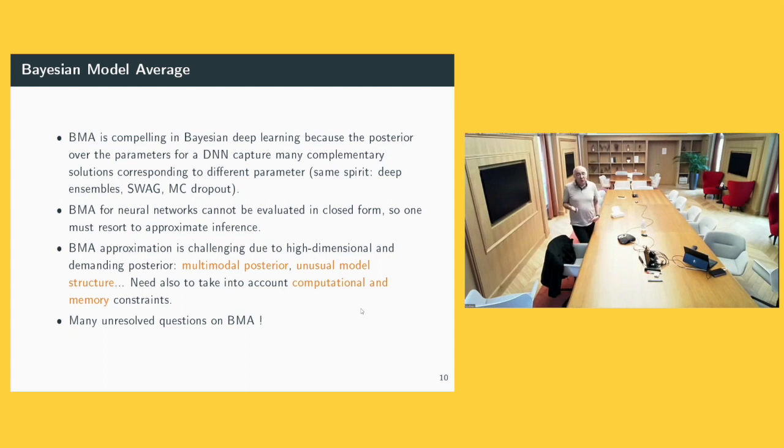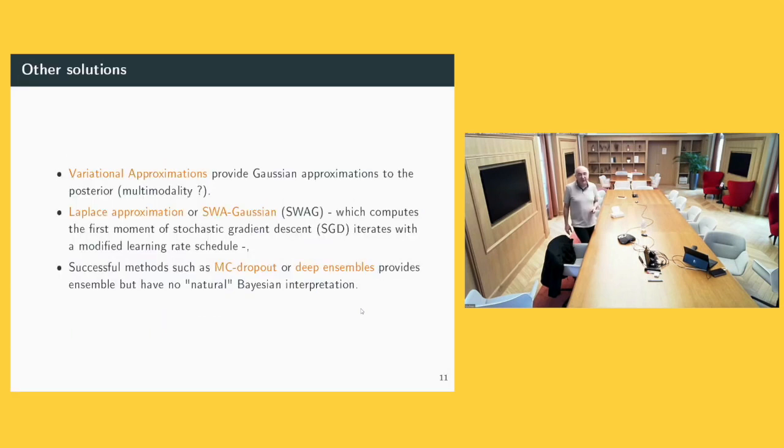Of course, Bayesian model averaging is challenging due to high dimension. The posterior can be demanding, so it can be multimodal. The model structure is very complicated and the number of parameters is just huge. You also need to take into account computational and memory constraints. If you look at, for example, a large language model, where you have billions or hundreds of billions of parameters, of course, you cannot accommodate 10,000 models of that size. That will never fit. So there are many unresolved questions for BMA.